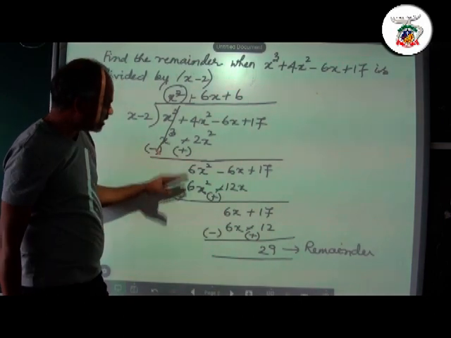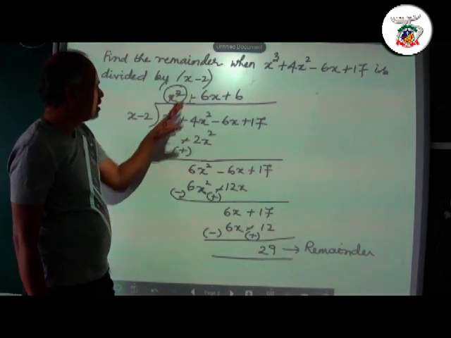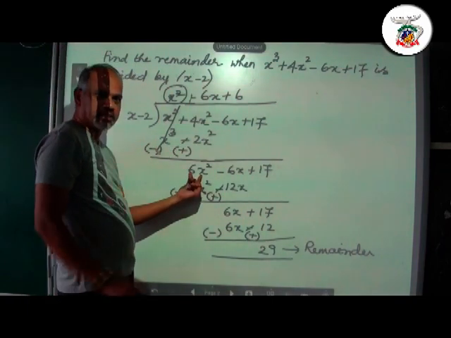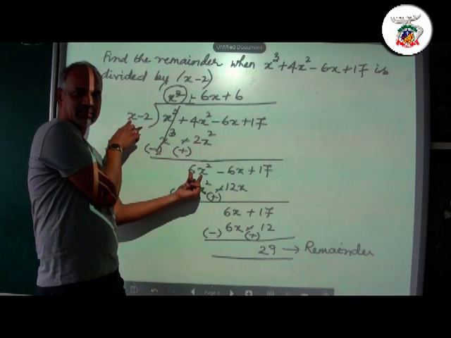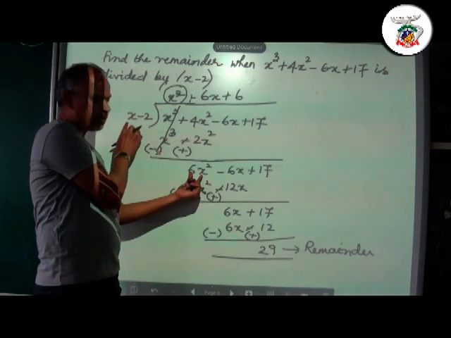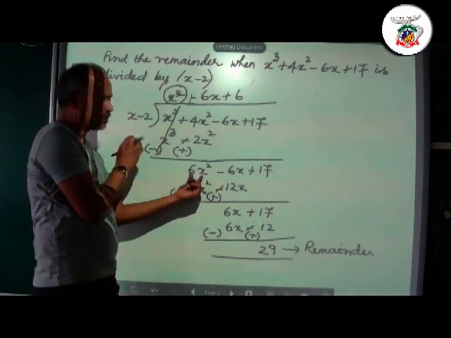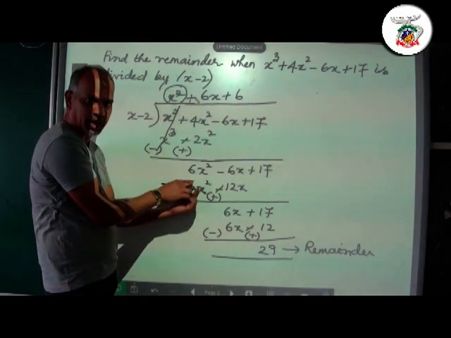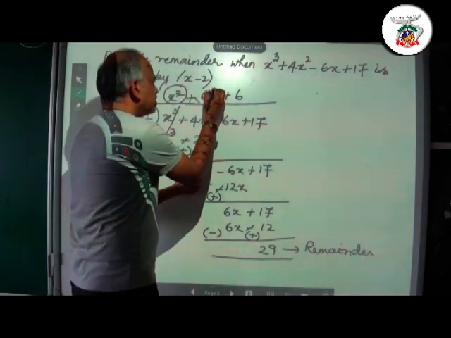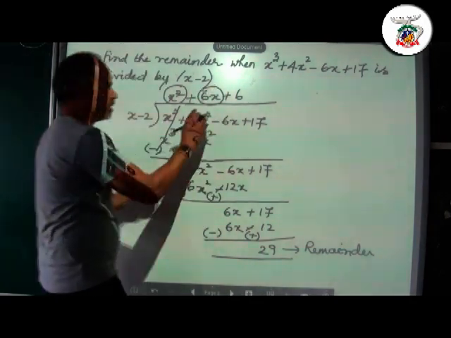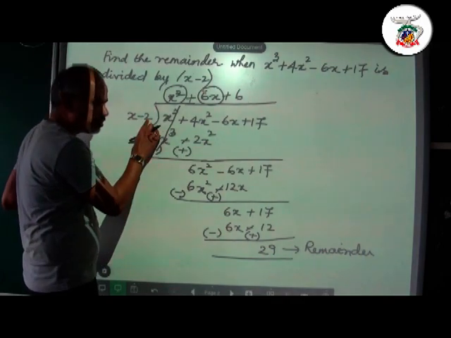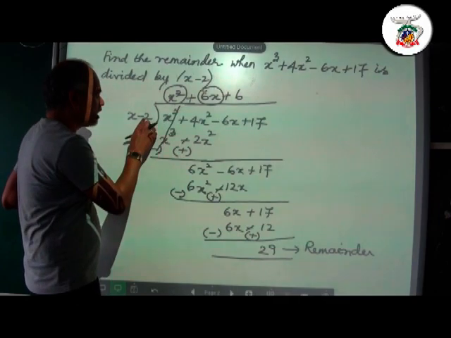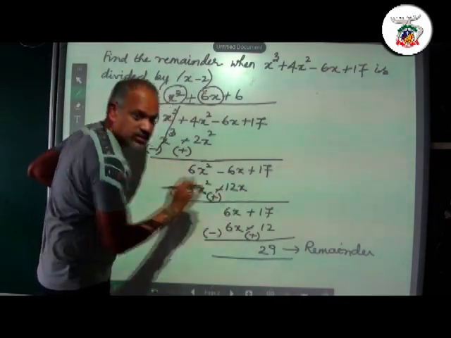Now the next step of the division is this. To get the second term, the first term here is 6x squared, and the first term here is x. x has to be multiplied with something to get the 6x squared. So x into plus 6x will give you the 6x squared. So this is the second term that you get in your quotient. So 6x has to be multiplied with both, that is 6x with x is 6x squared, and 6x with minus 2 is minus 12x.